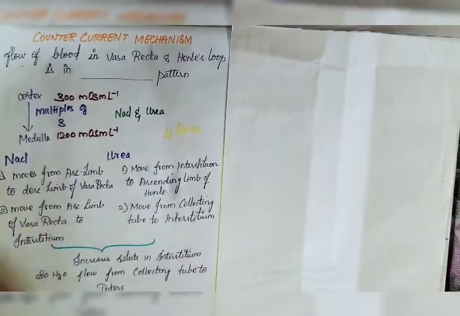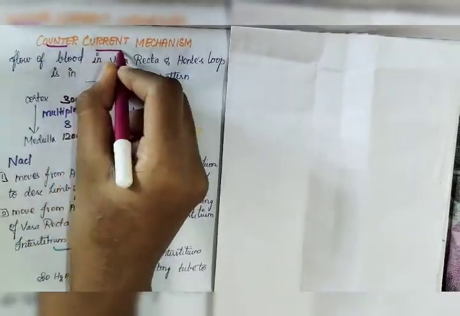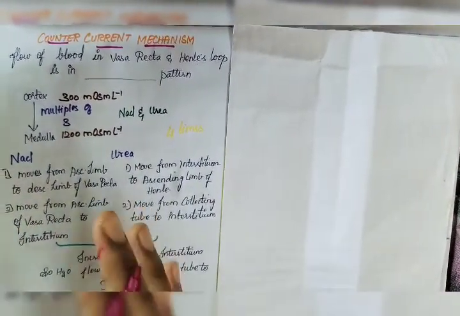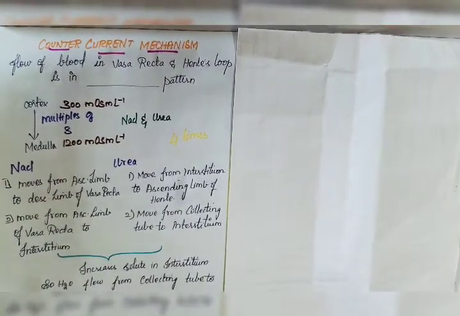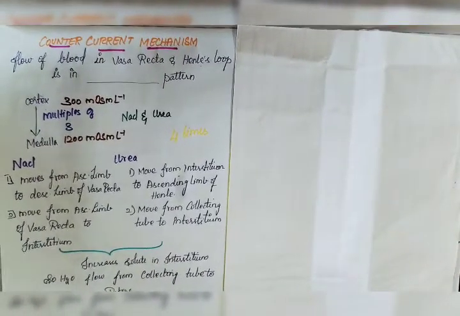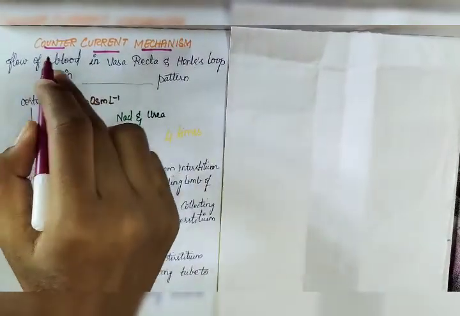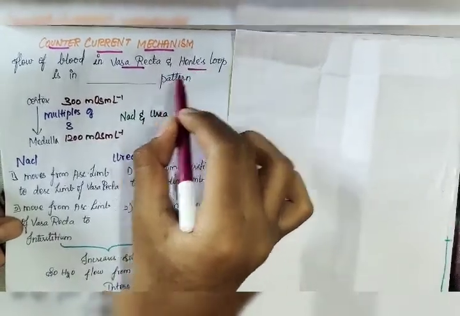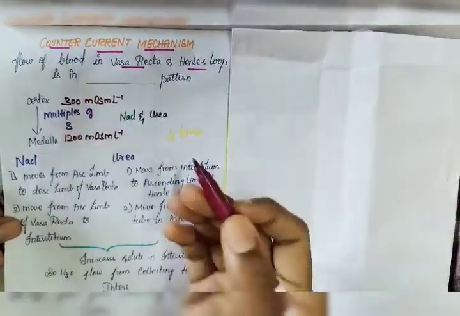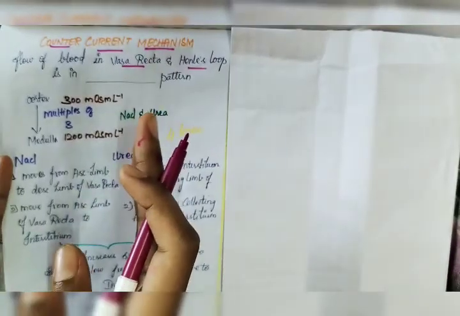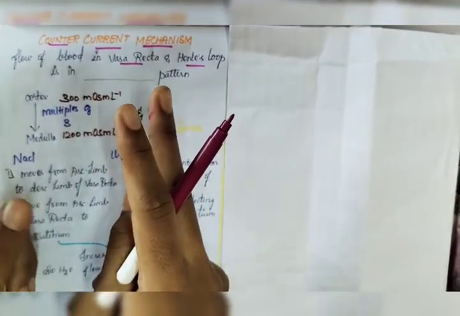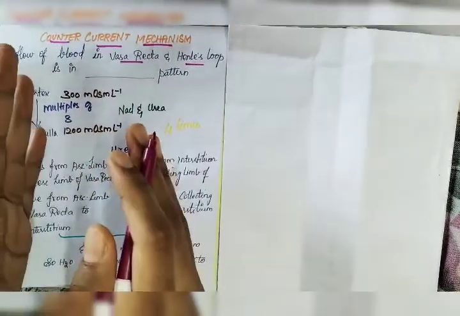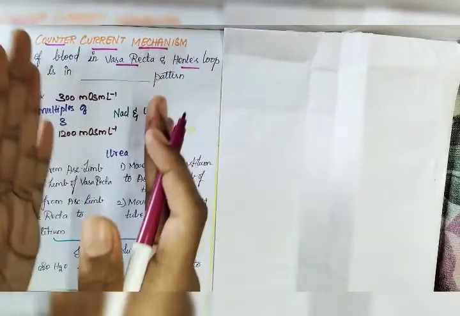Students, today we will see the countercurrent mechanism in our kidney. The countercurrent mechanism in our body is not only in the kidney, but we can also see it in the skin as well. In our kidney, the flow of blood in the vasa recta and Henle's loop is in a countercurrent manner. That means Henle's loop has two parts, right? Ascending and descending loop. Likewise, in the vasa recta we have an ascending and a descending loop. So they are in opposite directions.